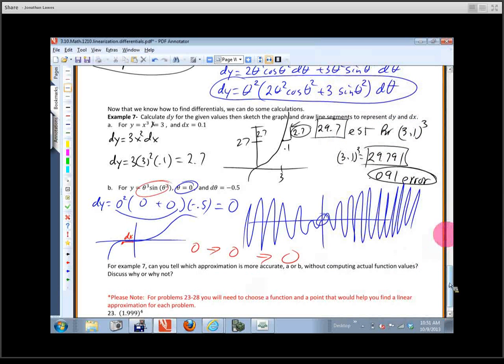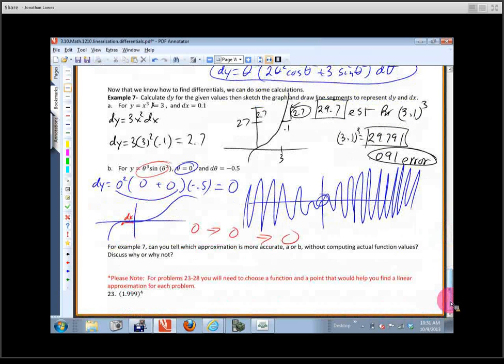Okay. Let's see, and then last little bit, and I'll let you go early next time. So it says, can you tell which approximation in A or B, which one's more accurate? Just by looking at the information here. So this one is centered at 3, and we only go 1/10. This one is centered at 0, and we go 5/10. Okay, normally the further you go, the less accurate it is, right?